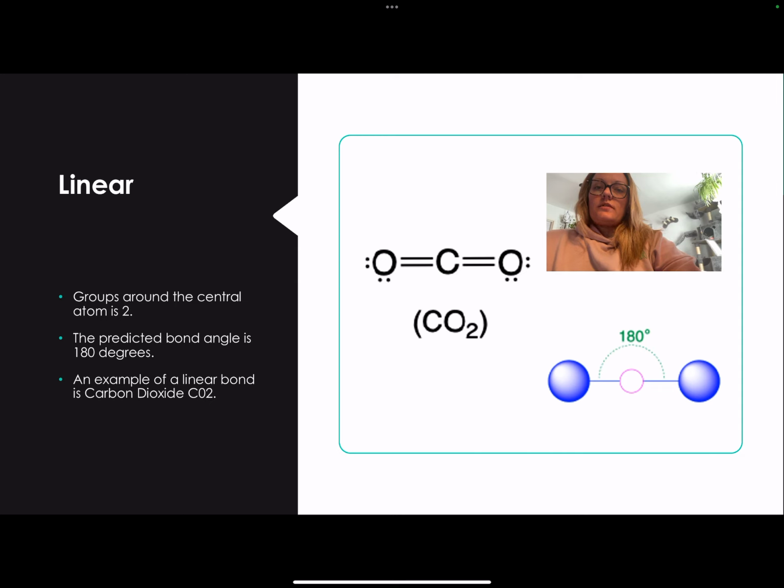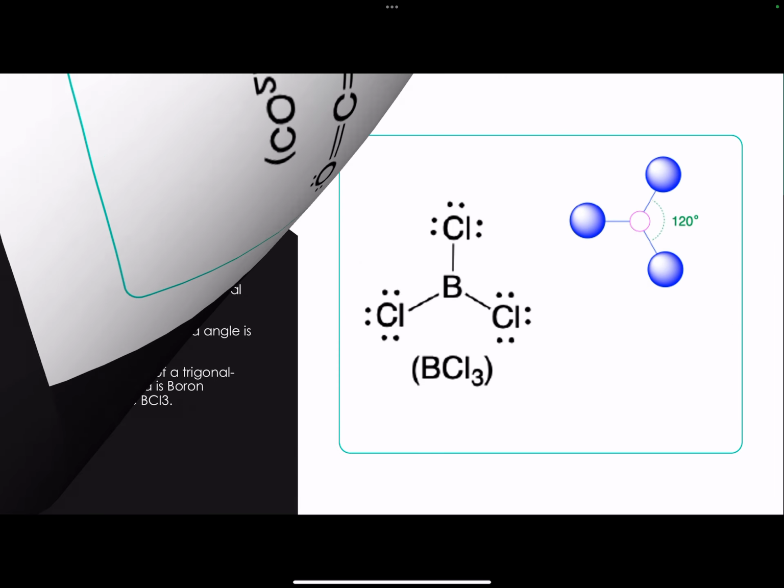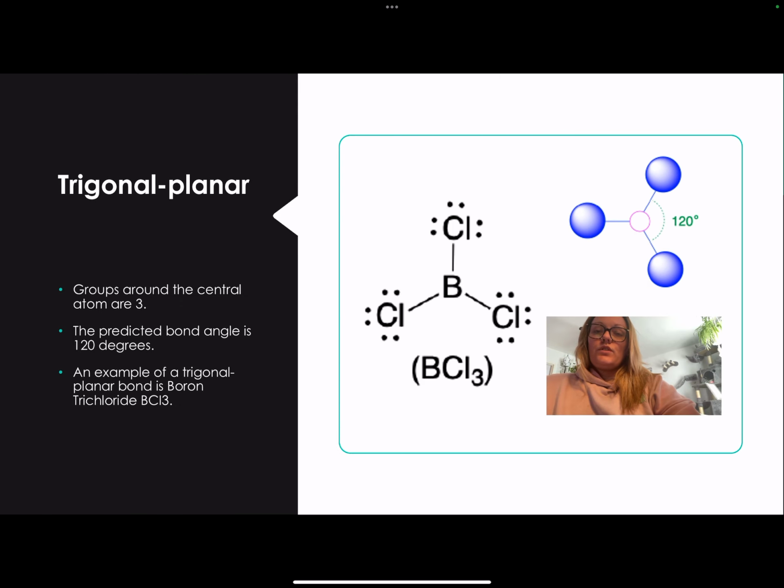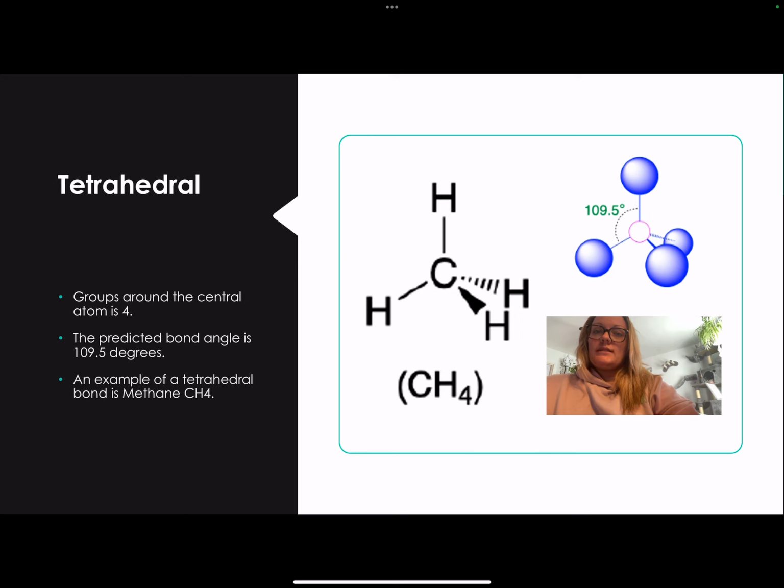Linear. Groups around the central atom is 2, the predicted bond angle is 180 degrees, and an example of a linear molecule is carbon dioxide, CO2. Trigonal planar. Groups around the central atom are 3, the predicted bond angle is 120 degrees, and an example of a trigonal planar molecule is boron trichloride, BCl3. Tetrahedral. Groups around the central atom is 4, the predicted bond angle is 109.5 degrees. An example of a tetrahedral molecule is methane, CH4.